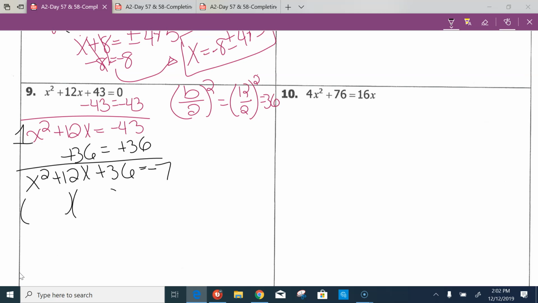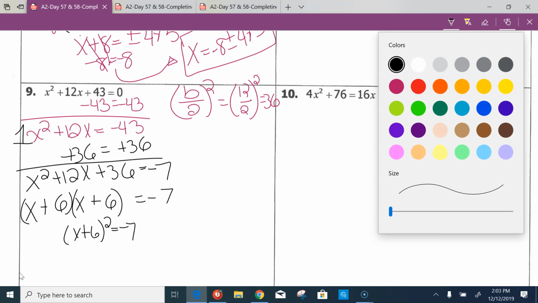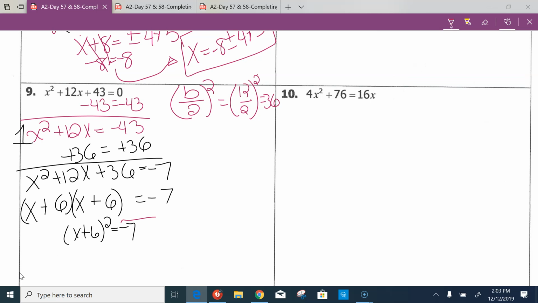So now going on, I need to factor the left side, which is x times x. What two numbers multiply to give me 36 and add to give me a positive 12? That would be x plus 6 times itself. Now I need to go ahead and undo that squaring, and I'll use the square root on the right and on the left. So I have x plus 6 equals the square root of negative 7.